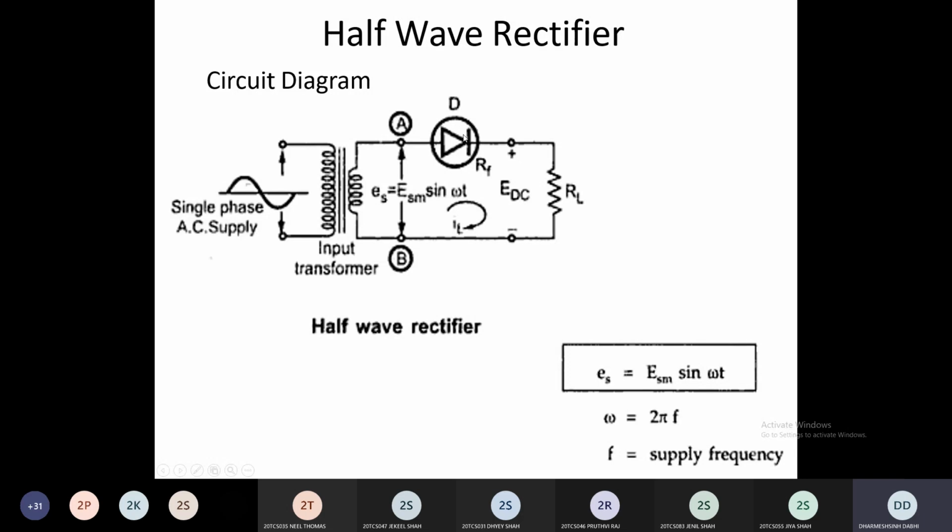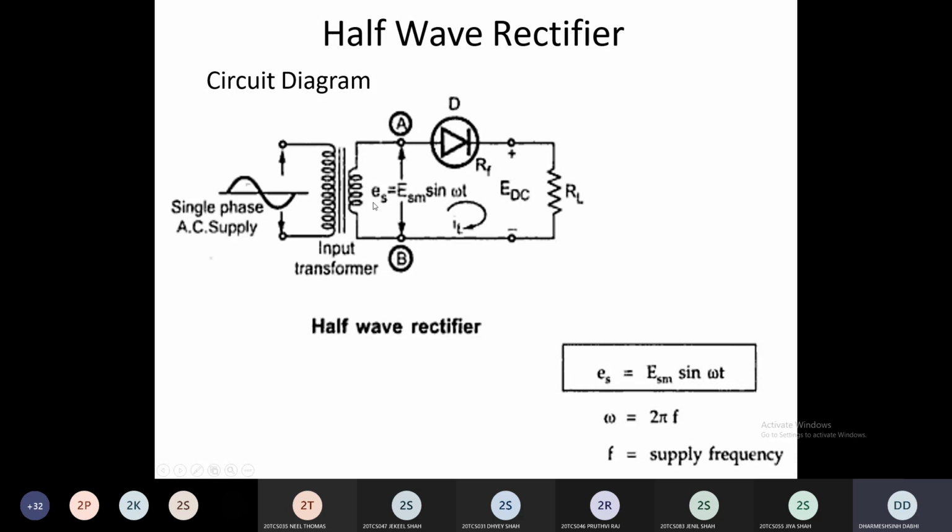So here you can see that in this rectifier we have used only one diode. The anode is connected with the upper terminal, and the lower terminal is connected through this load with the negative terminal, or lower terminal, of the secondary winding of this transformer. Clear? The secondary side voltage is ES equal to ESM sine omega t, where ESM is the maximum value of this secondary side voltage.